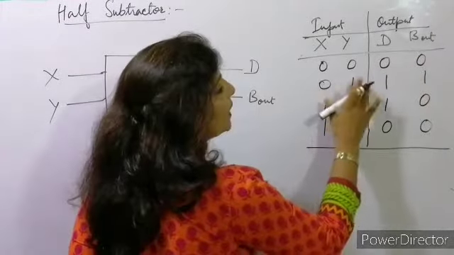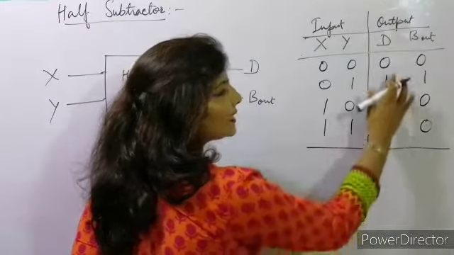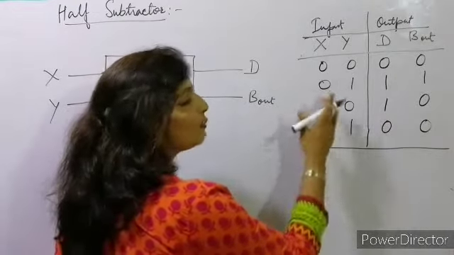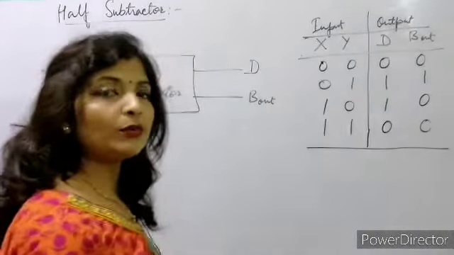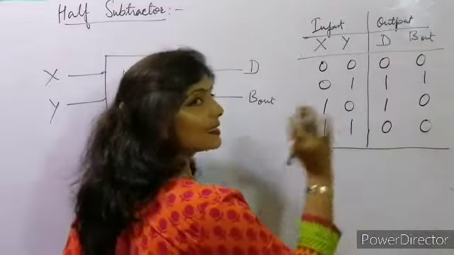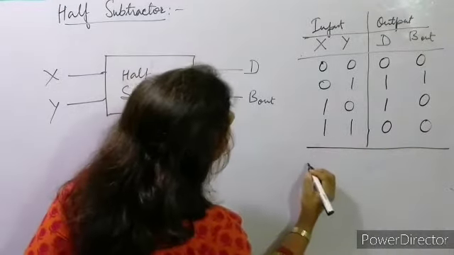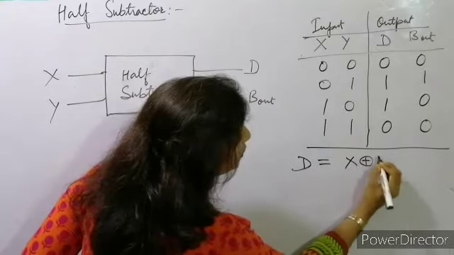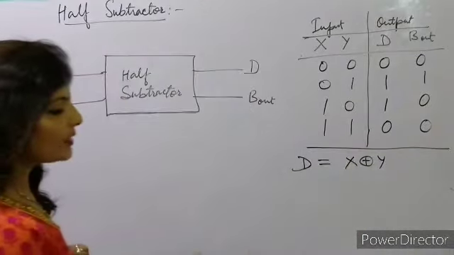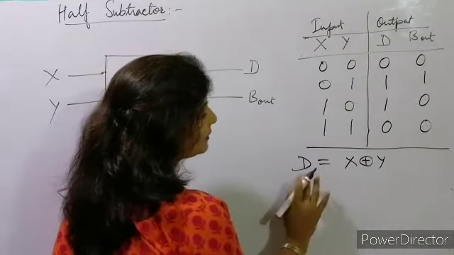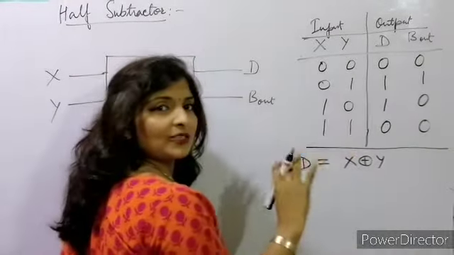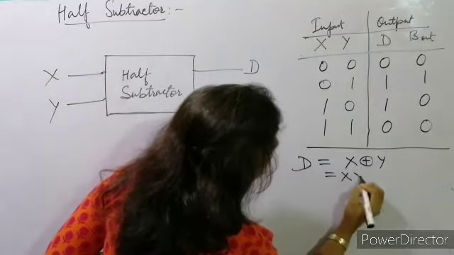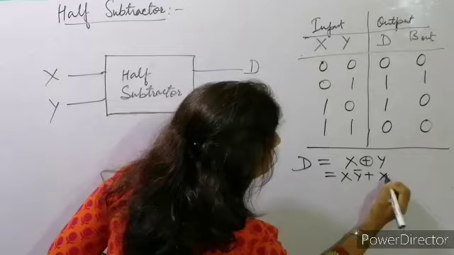So D is when both the inputs are same, in that case it is low and the output is low, and when both the inputs are different, in this case it is high. So we can say that D is equal to X XOR Y. Okay, XOR apply कर रहे हैं because XOR का मतलब क्या होता है? Whenever the inputs are different, then it will be high. So it means x y bar plus x bar y.